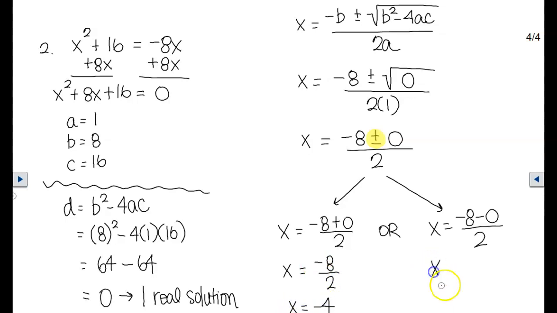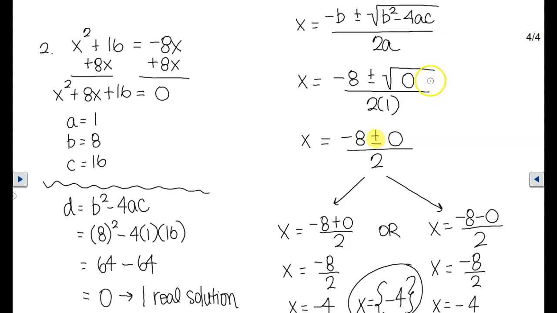And then likewise over here, negative 8 minus 0, still a negative 8, divided by 2 gives us negative 4. So notice, there's only one answer for this. I don't have to do the plus 0 and the minus 0, because it doesn't matter whether I do negative 8 plus 0 or negative 8 minus 0, it's still just going to be a negative 8. And a negative 8 divided by 2 is going to give me negative 4. So here is your one real solution, x equals negative 4. And that's happening because this square root of 0 is 0. And it doesn't matter whether I add 0 or subtract 0, I'm going to get the same answer.